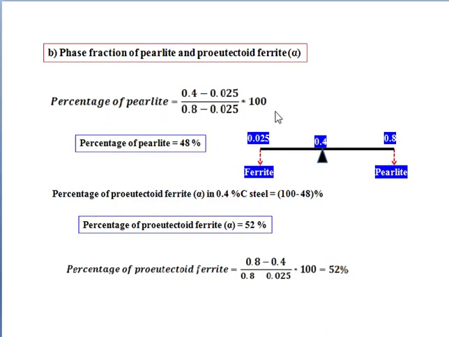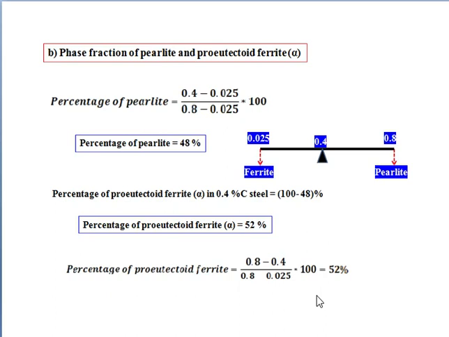Percentage of pearlite you can find out by applying lever rule again. (0.4 minus 0.025) by (0.8 minus 0.025) multiplied with 100. That becomes percentage of pearlite is equal to 48 percentage. Percentage of pro-eutectoid ferrite in 0.4 percentage carbon steel is equal to 100 minus 48 percentage. That becomes 52 percentage.